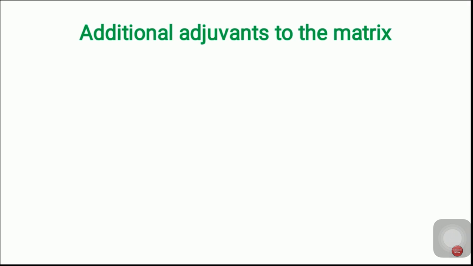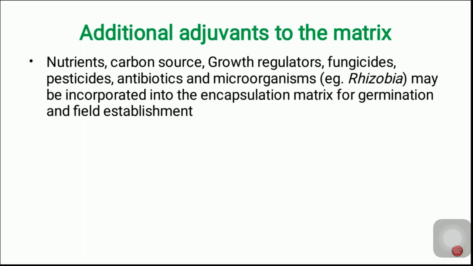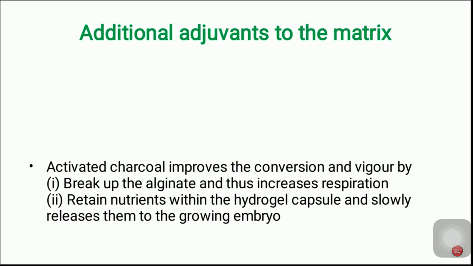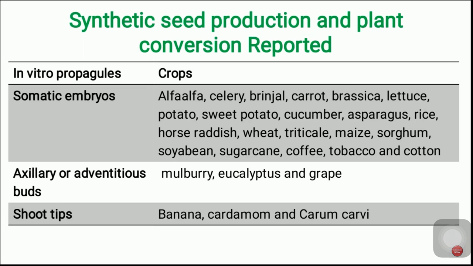In addition, some adjuvants are also added to the matrix, such as nutrients, carbon source, growth regulators, fungicides, pesticides, antibiotics and microorganisms. These agents prevent the embryo from desiccation and mechanical injury. Activated charcoal is also added for two benefits. One, it breaks up the alginate and thus increases respiration. Second, it retains nutrients within the hydrogel capsule and slowly releases them.